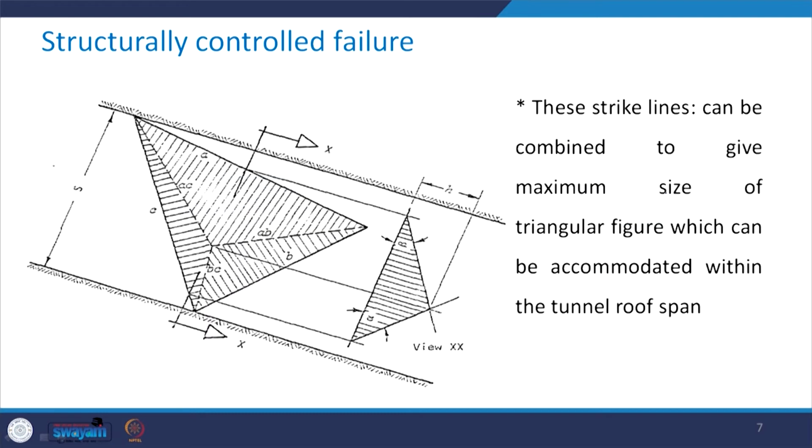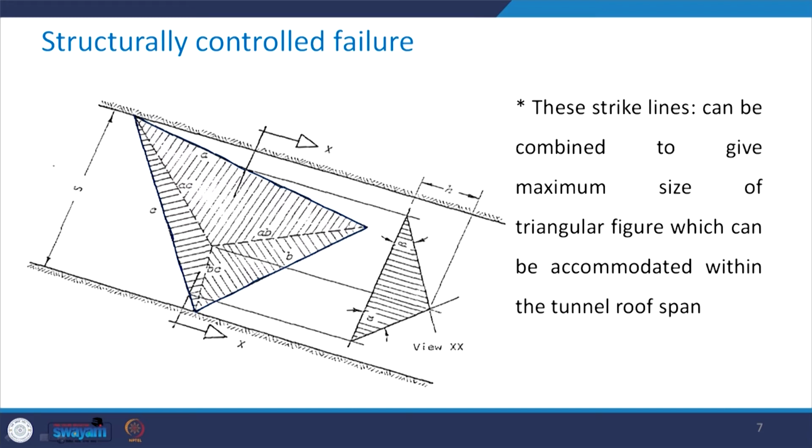Now, what does this signify? So, these strike lines can be combined to give the maximum size of the triangular figure which can be accommodated within the tunnel roof. Now, I already explained to you how this triangle can be constructed with the help of that stereographic projection. So, we took the help of those strike lines and constructed this triangle like this.